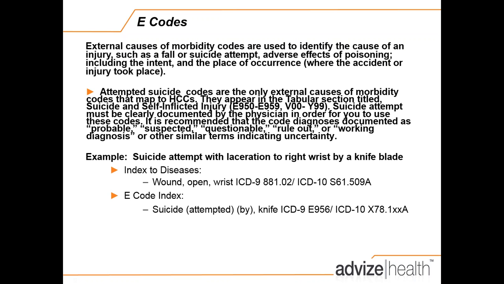It's recommended that the diagnosis not be documented as probable, suspected, questionable, rule out, or working, or similar terms indicating uncertainty. So again, it's just making sure that it's documented clearly that the patient has mentioned suicidal attempt or any type of suicidal self-inflicted possibilities. Example, suicide attempt with laceration of the right wrist by a knife blade. Again, this is general. You want to index to the wound, and then you want to index to the actual morbidity of the suicide attempt by the knife.